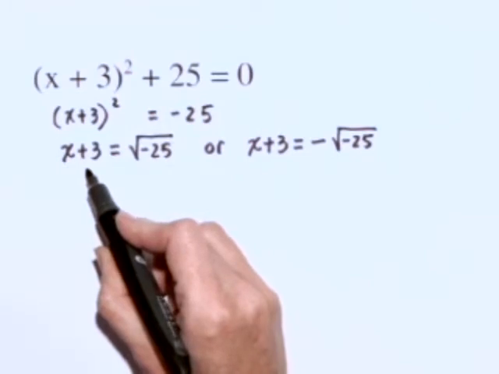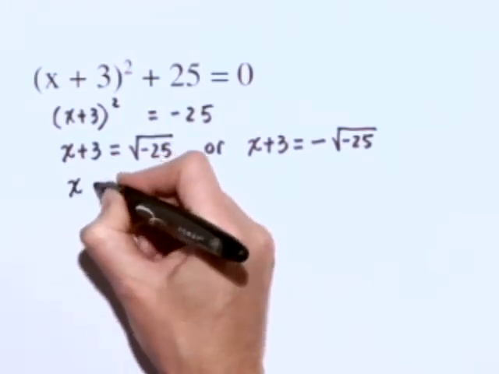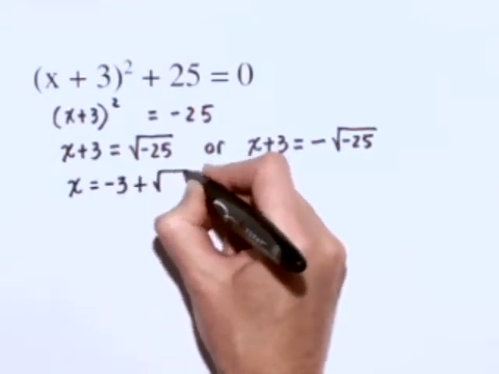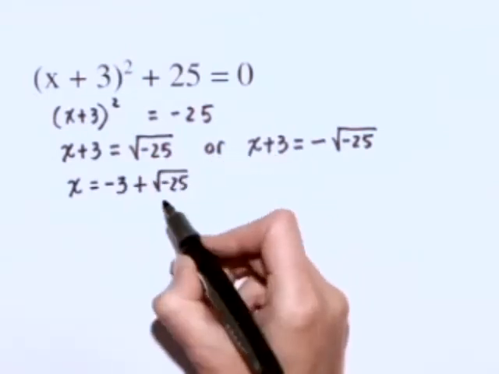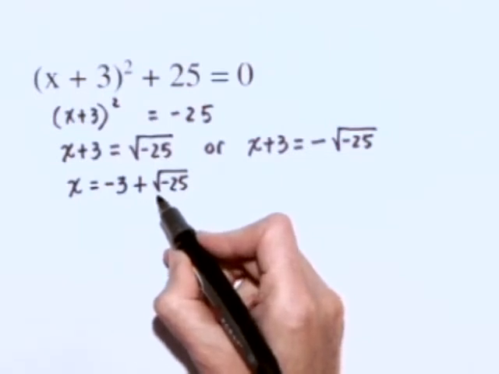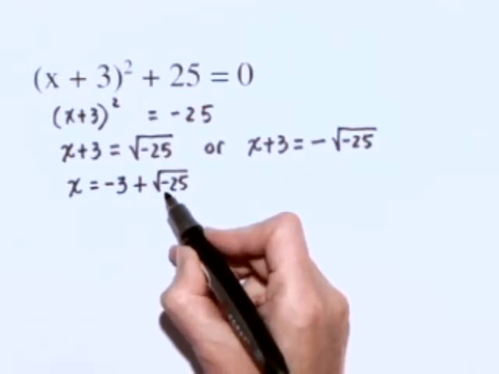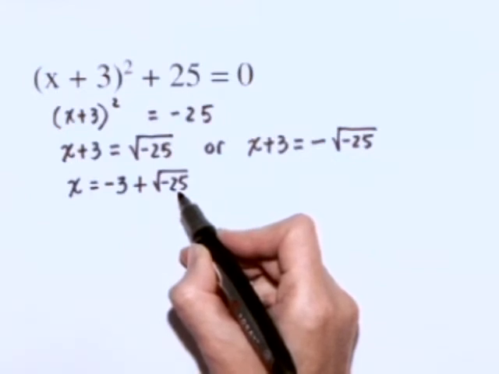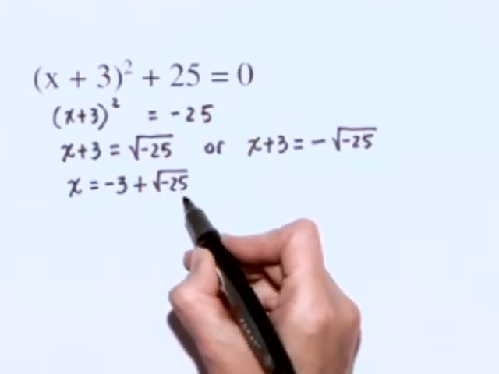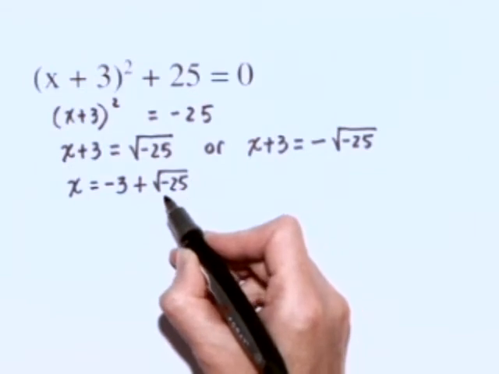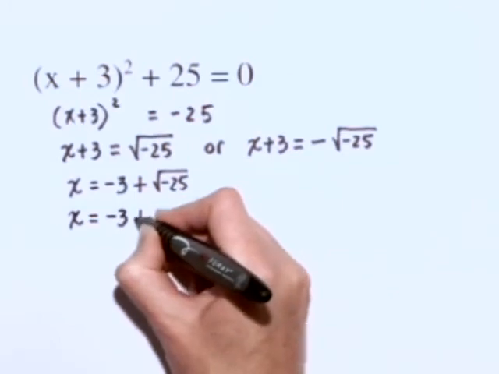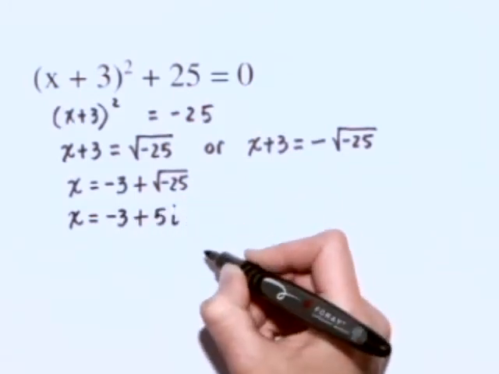Let's first subtract 3 from both sides of this equation, and we'll have x is equal to negative 3 plus the square root of negative 25. Now remember, when we take the square root of a negative number, we get an imaginary number. Since the square root of negative 1 is equal to i, and the square root of 25 is equal to 5, this term, the square root of negative 25, is really 5i. So we have x is equal to negative 3 plus 5i.